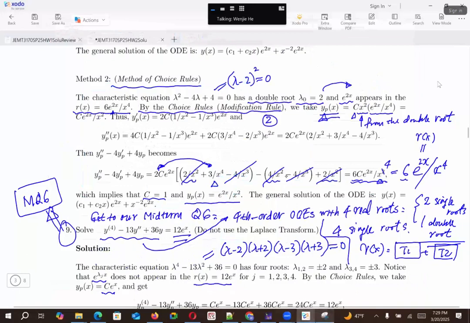All right. T1 term, what I will give you contains a single root. Then the T2 term contains a double root.